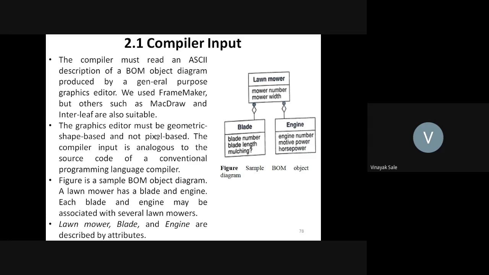The figure shows a sample bill of material object diagram of a lawnmower. The lawnmower has a number and mower width. It is associated with blades and an engine. A blade has blade number, blade length, and mulching. Similarly, an engine has engine number, motive power, horsepower, etc. This is the sample object diagram of bill of material.